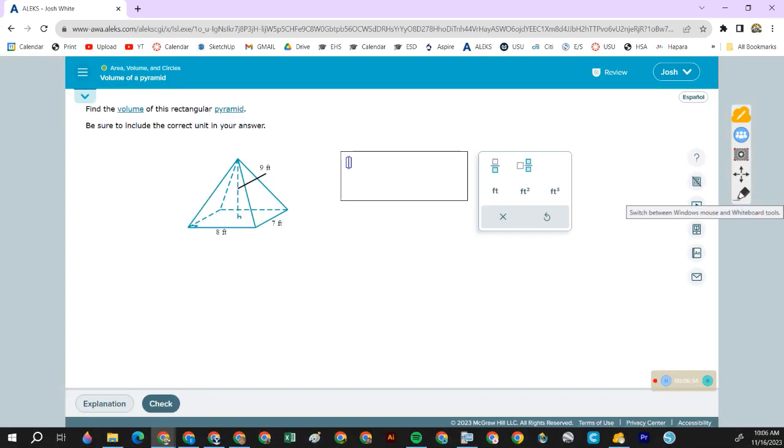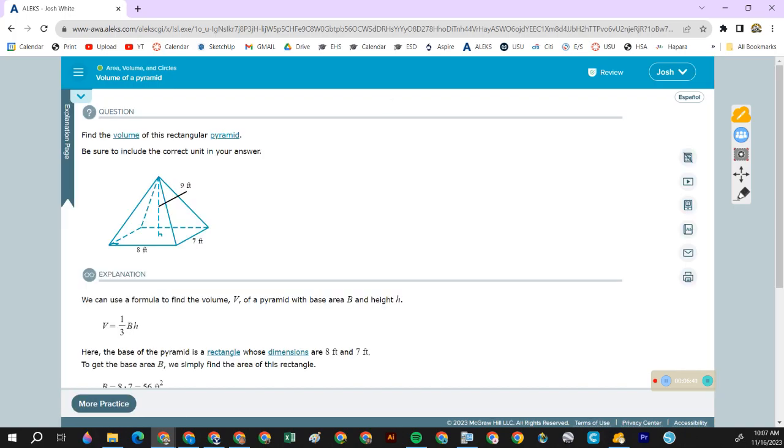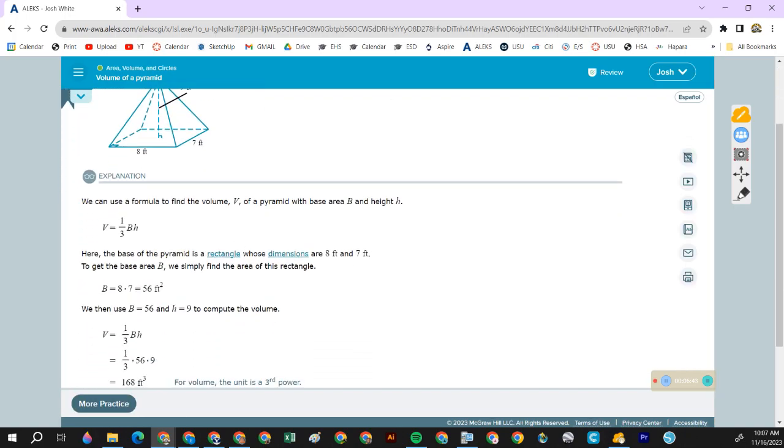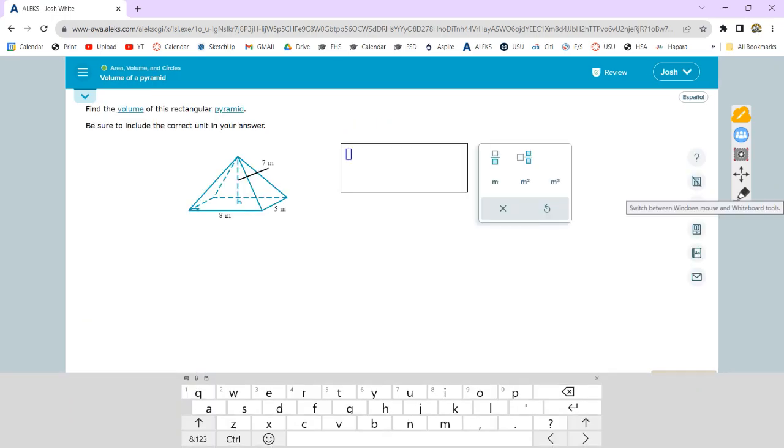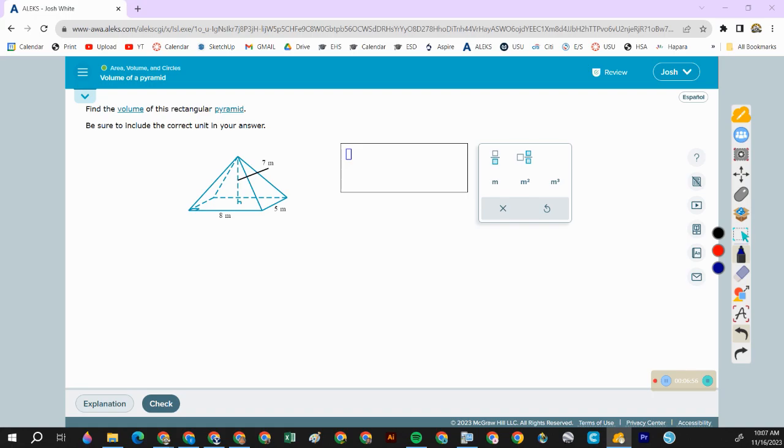Okay, volume of a pyramid. Oops. So let me show you. This is one of those formulas that you're just going to have to remember. 1/3 the base times the height. 1/3 the base times the height. So the base of this pyramid right here is 8 meters times 5 meters, which is 40 meters squared.